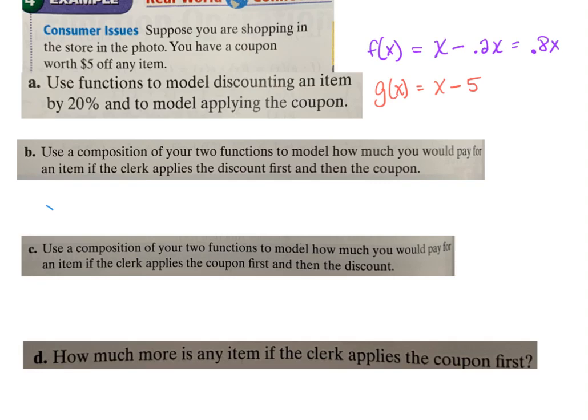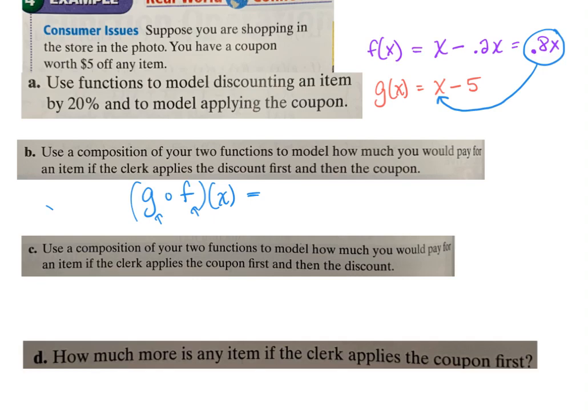Now it says, use a composition of your two functions to model how much you would pay for an item if the clerk applies the discount first and then the coupon. The discount, the 20% first, and then the coupon, okay? So if I'm going to apply the percent off first and then do the $5 coupon, the $5 coupon has to be furthest away, all right? So that means I want to do g of f, because remember, you work inside out. This would be applying the discount and then applying the coupon.